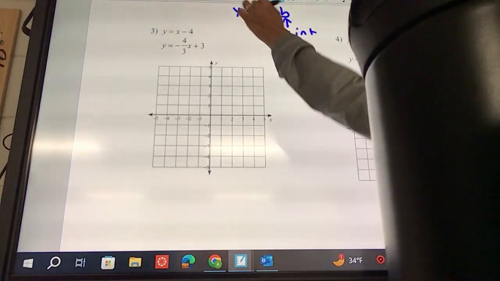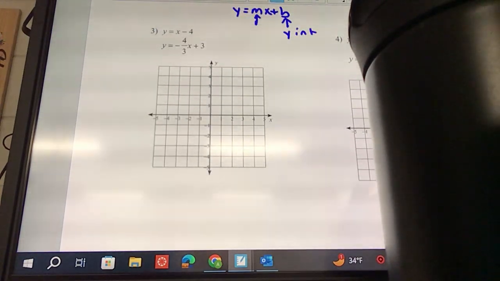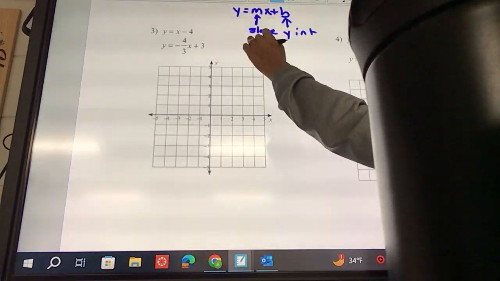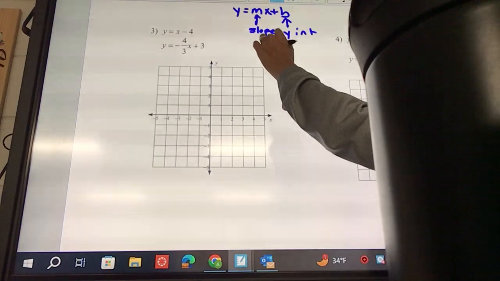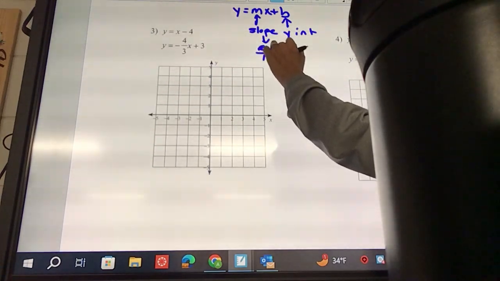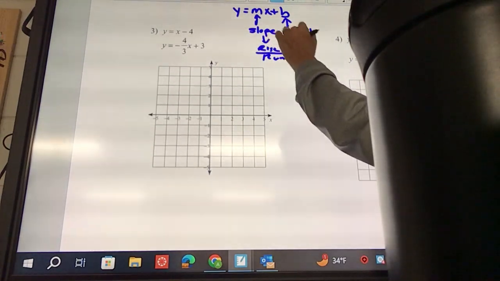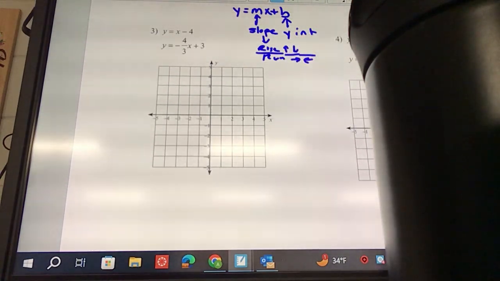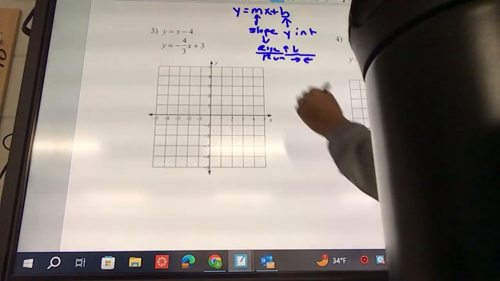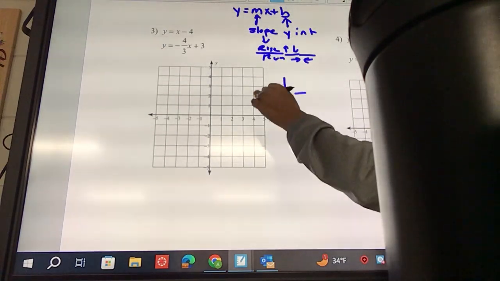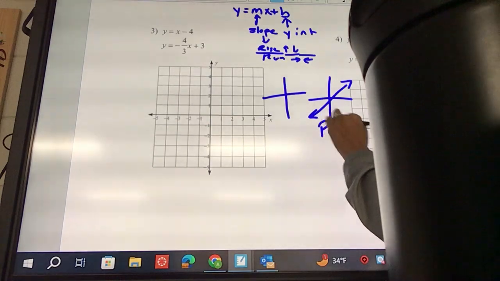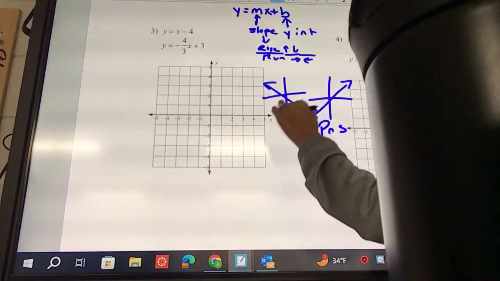The m stands for our what? Slope. Our slope. And this is our rise over our run. So this is how much we go up or down versus left and right. And then lastly, this is probably the most important part if you're going to need it on your paper: that's a positive line, and this is a negative line.